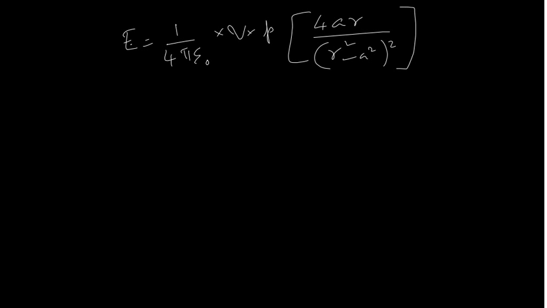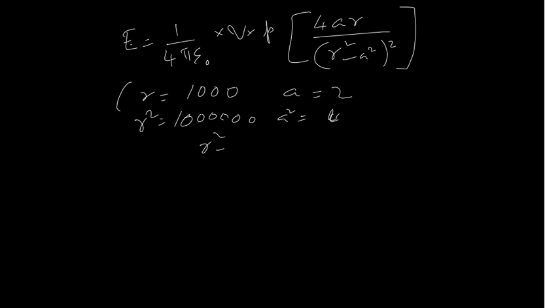Here they do the simplification. What simplification do they do? For example, let's suppose r equal to 1000, a is equal to 2. I am giving an example. So 1000 square will be 1 followed by 6 zeros. R square is this, a square is equal to 4. And do you know what will be r square minus a square?